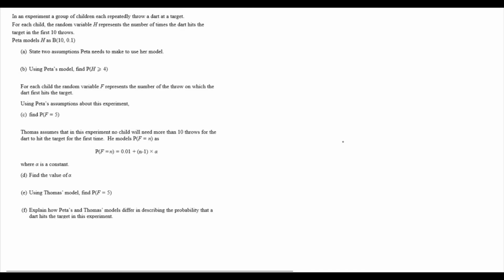So, in an experiment, a group of children each repeatedly throw a dart at a target. For each child, the random variable H represents the number of times the dart hits the target in the first 10 throws. Peter models H as binomial, with n being 10 and p being 0.1. State 2 assumptions Peter needs to make to use her model.